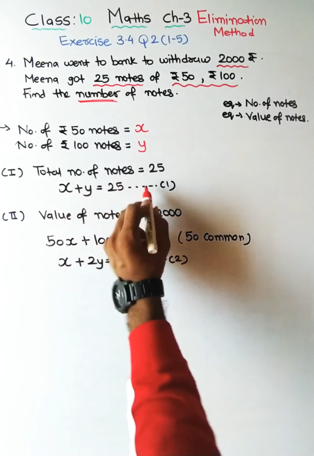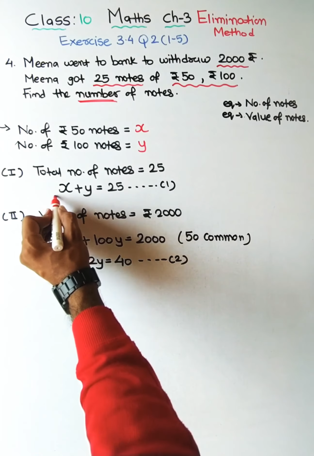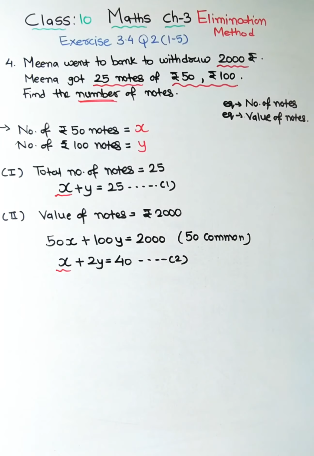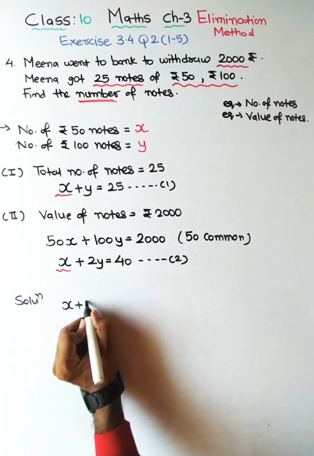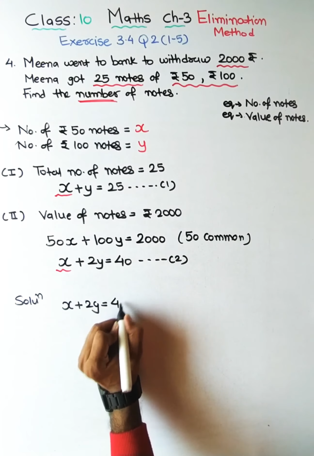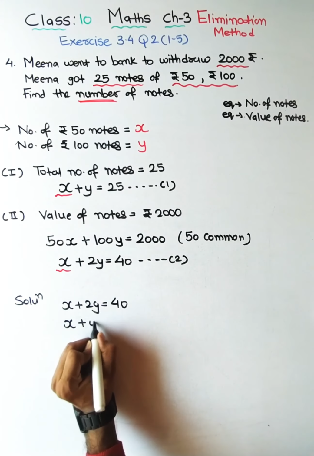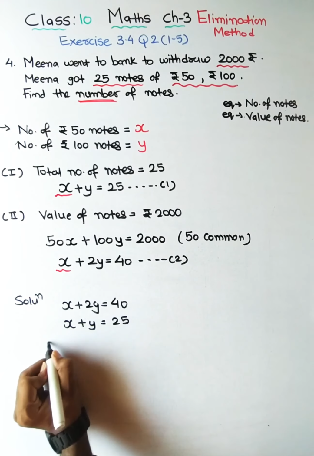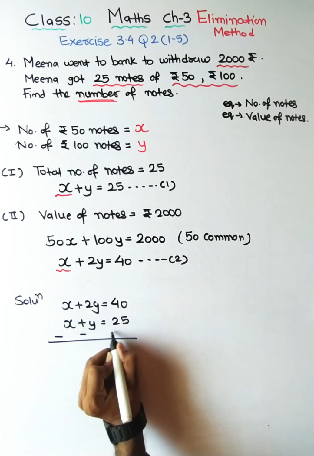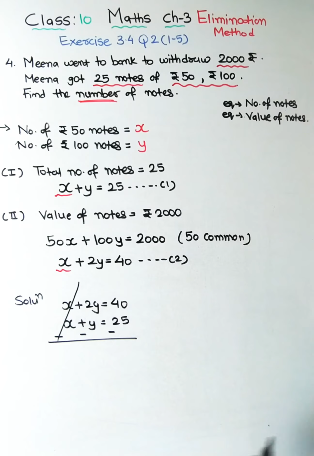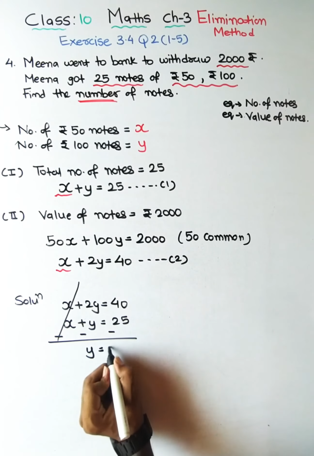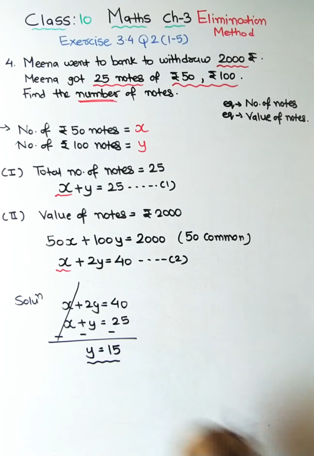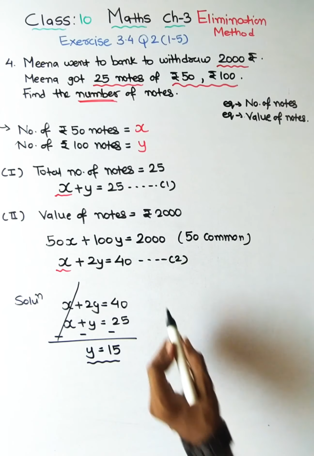Here we have X plus Y equals 25, and X plus 2Y. So here you see X and X are the same. So solving by the method of elimination, it will be X plus 2Y equals 40, X plus Y equals 25. Changing the sign will eliminate the X. 2Y minus Y will be only Y. 40 minus 25 is 15. So Y comes out to be 15.